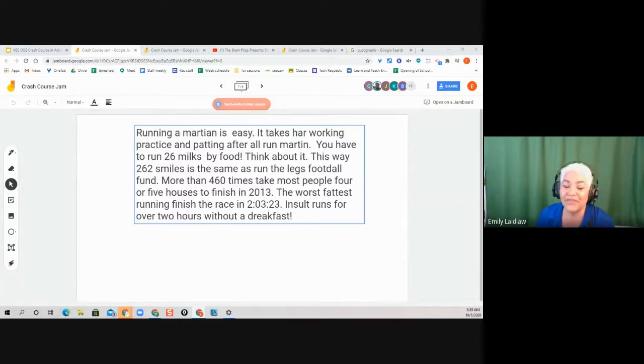So those who have not, did everyone read the first page? I'm so sorry. I ruined my experiment. Okay, so let's look through page 7.